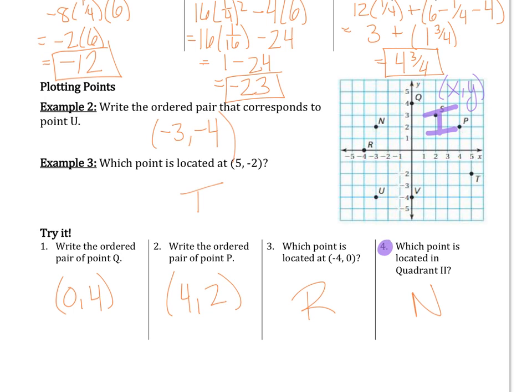So quadrant 1 is in this top right-hand corner where both values are positive, and then it counts up from there. So quadrant 2 would be the top left, which is why N is in quadrant 2. We have quadrant 3 down below in the bottom left, and then finally quadrant 4 is in the bottom right.